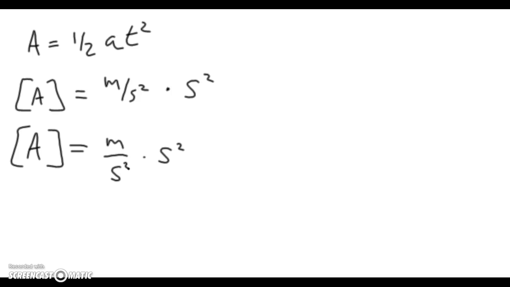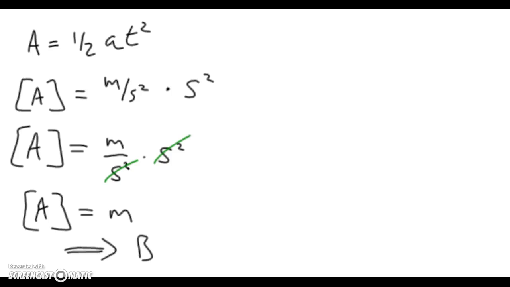Look at second squared in the numerator, second squared in the denominator. Those cancel. That tells us that the dimensions of A, or units in this case, is meters, and therefore the units of B must also be meters because we're adding them.